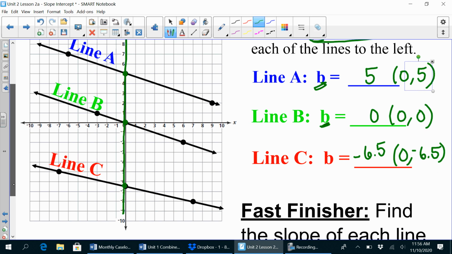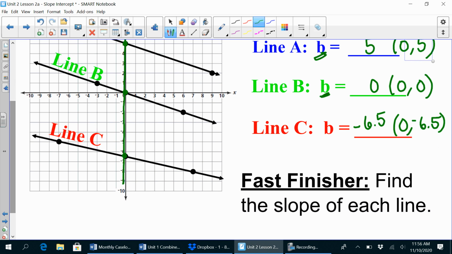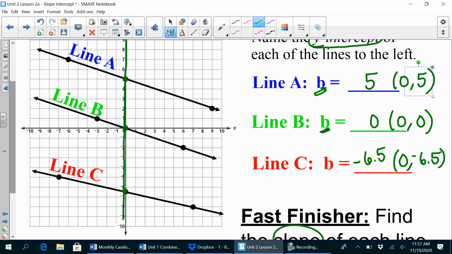Okay, so we just want to keep in mind the y-intercept is always marked as a lowercase b. That's how we recognize it. It's where it intersects on the y-axis. So now if we think back to the previous lessons that we've done where we talked about slope of a line, we know that slope is always represented as m, and we can find slope using rise over run. So keeping that in mind, let's go back to our graph and take a look at each line individually.